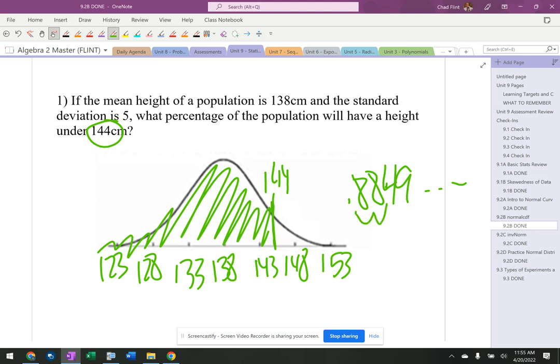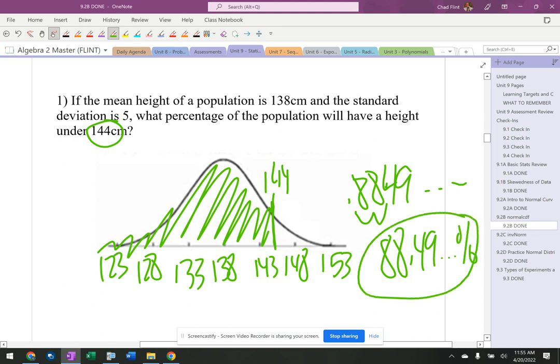So to make it a percent, it's 88.49... percent. If it says to round, make sure you round correctly. All right. And I should look at it and see, does it really make sense?